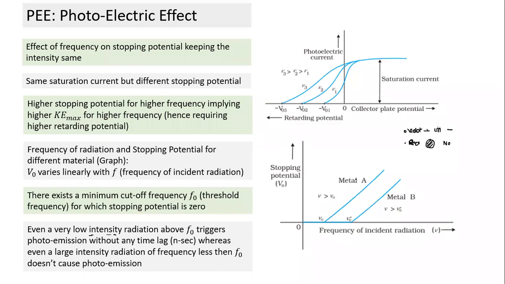Is this understood? There's a threshold frequency. If frequency is less than the threshold frequency, no photoelectric effect takes place, whatever may be the intensity. If frequency is greater than the threshold frequency, the photoelectric effect takes place immediately, even for very low intensity. Immediate, without any time lag, that's the observation.